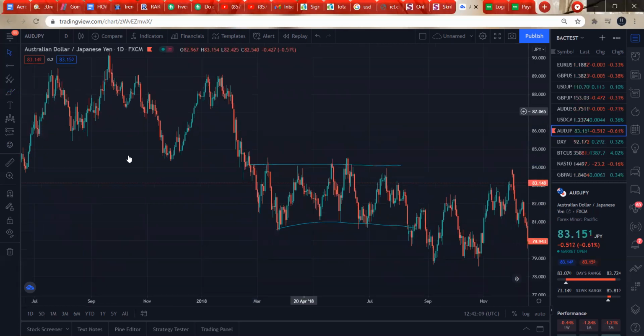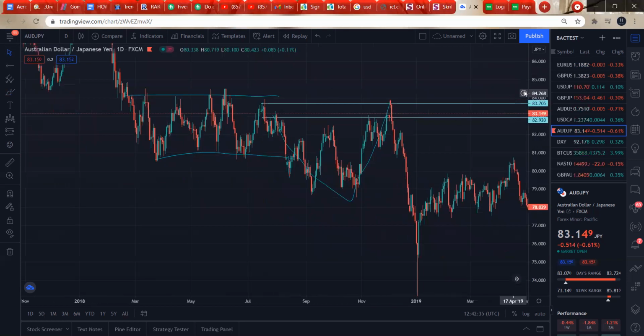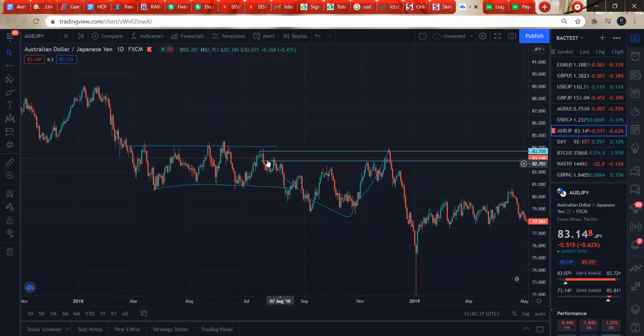There's a correction there. And then on this correction, again, it broke what? It broke the lows. After breaking these lows, there is an order block which this price left here. When you check, this price broke these lows, and then it came back. Where did it come back to? To the order block. It came back to this order block.